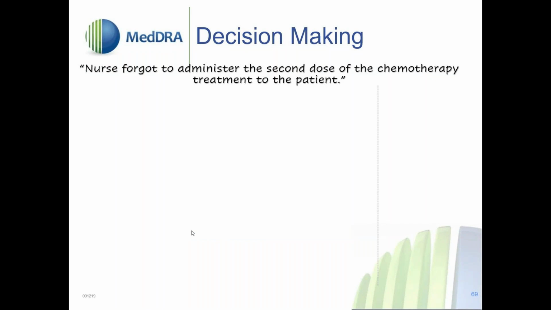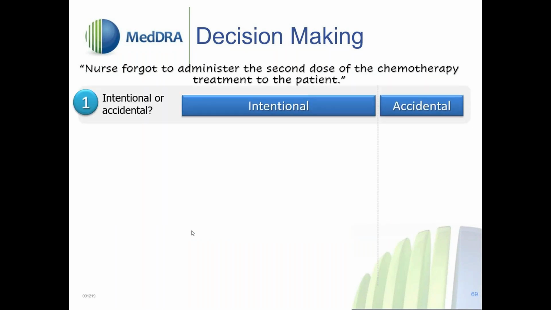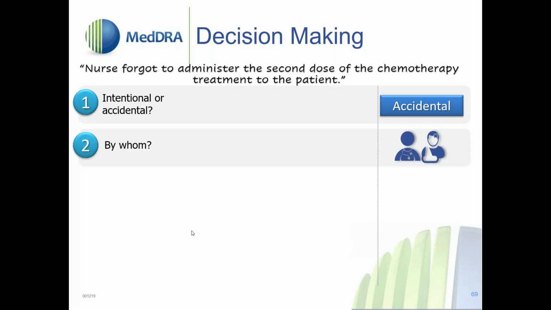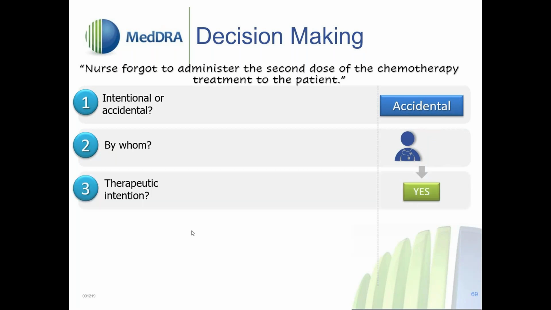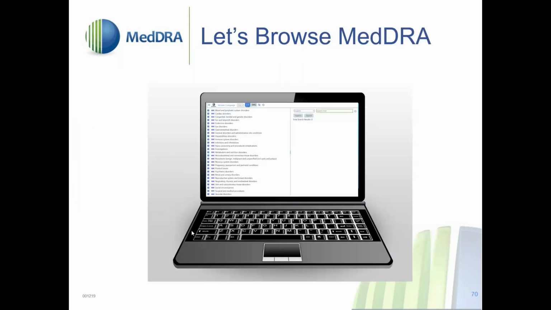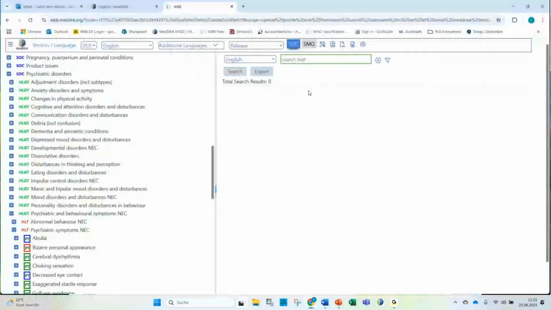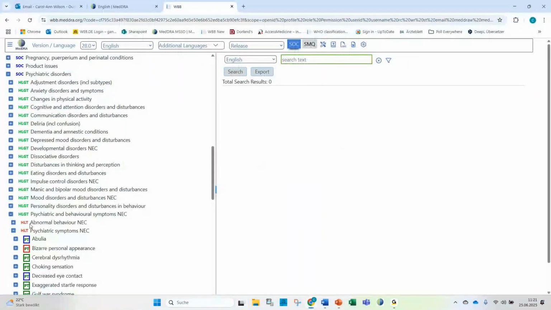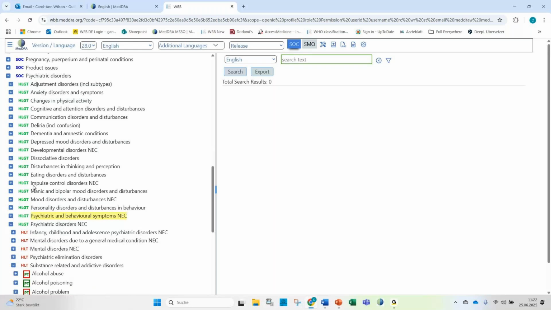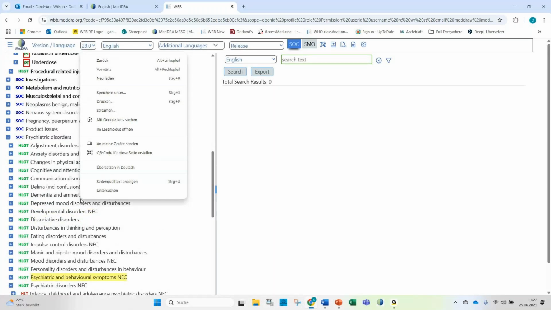So let's see what our decision chart says. Let us use it. We know that the incident occurred in error. The nurse forgot. We know that it was caused by the nurse, an HCP, and we know that it occurred in the framework of therapeutic use. So the incident has to be classified as medication error. Now let's have a look into the MedDRA browser to find the best term again. Let me switch to the browser. So let's look into the injury SOC again. Let me collapse all here.